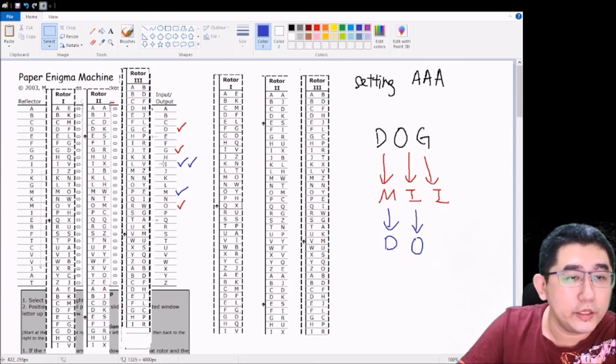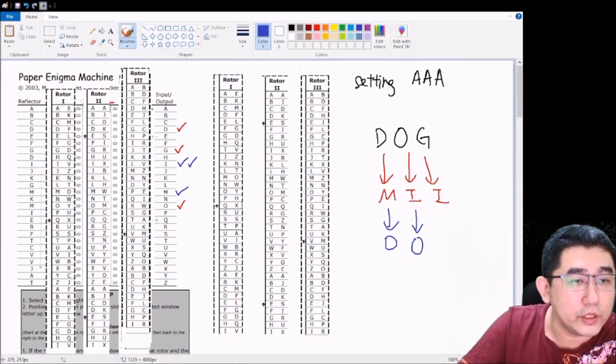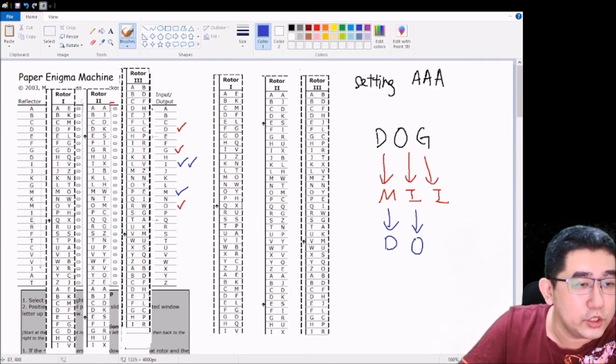So I here, I here. I goes to V. V goes to V. V goes to Z, Z goes to the other Z, goes to J. J goes to J over here, goes to the reflector J, goes to this J, goes to X. X goes to X over here.